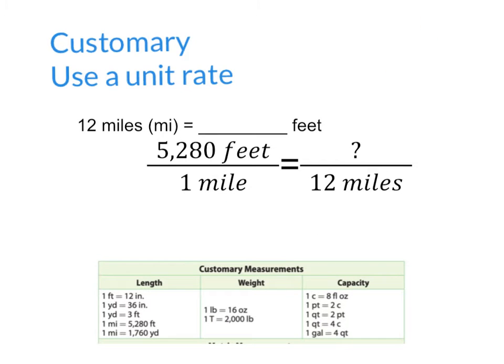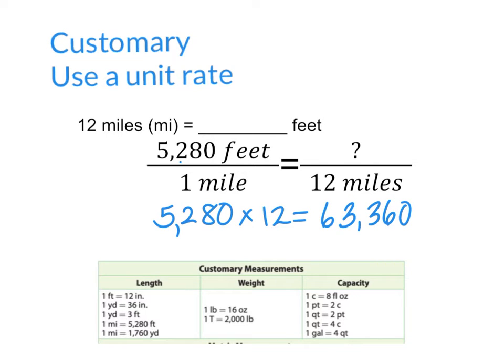All right, 12 miles equals how many feet? So in 1 mile, there are 5,280 feet. And so I want to figure out how many are in 12 miles. So I'm going from a larger unit to a smaller unit. And so for every mile, it's going to be 5,280 feet. And so this time I'm going to multiply that number. So this is the amount per 1 mile times 12 to get how many feet are in 12 miles. And when I do this multiplication, I find out there are 63,360 feet in 12 miles.